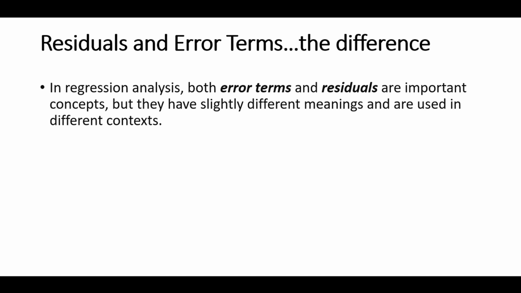In regression analysis, both error terms and residuals are important concepts, but they have slightly different meanings and are used in different contexts. People say that these are the same thing, but they are not. They have a little difference. First of all, you must remember that error terms, or epsilon, are used for the population, whereas residuals are for the sample analysis. That is the first difference.